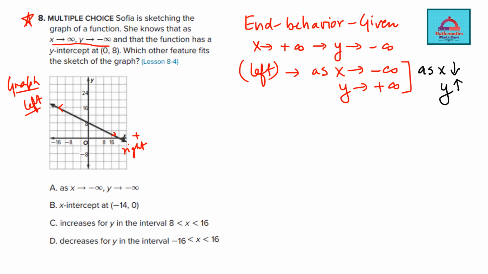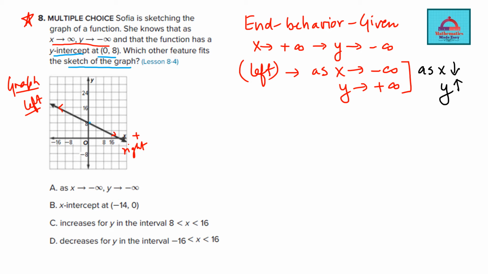Okay. Another thing which is given to you in the question, which we are now going to highlight, is the y-intercept: the graph meets the y-axis at this point, which is (0, 8). Now, which other feature fits the sketch of the graph? So you are given A, B, C, D, 4 options. We are going to match them and let's see which one is true here.